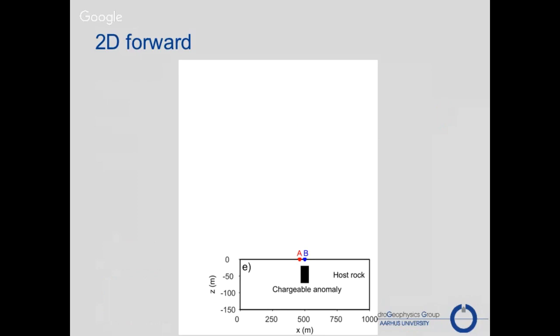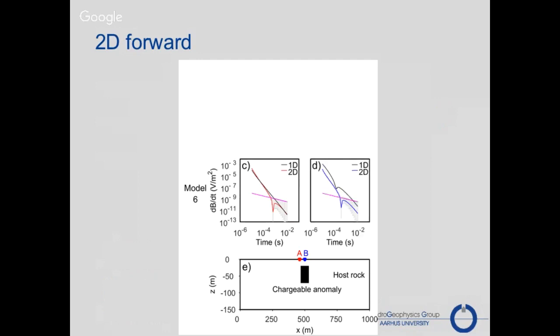Finally, for the small anomaly, so this is really narrow. There are no negatives in the 2D, and in the 1D, there will be plenty of negatives. So the 1D solution here, clearly with the same chargeability, will be quite off.